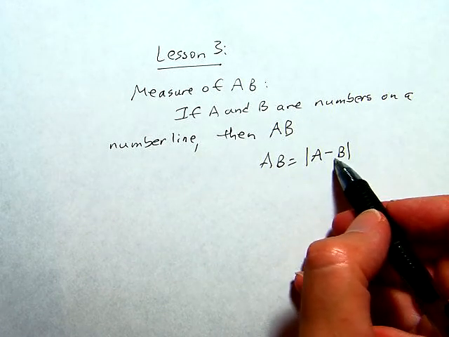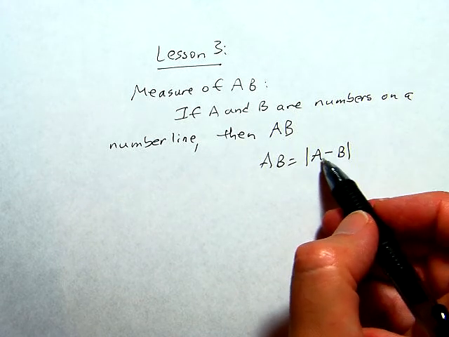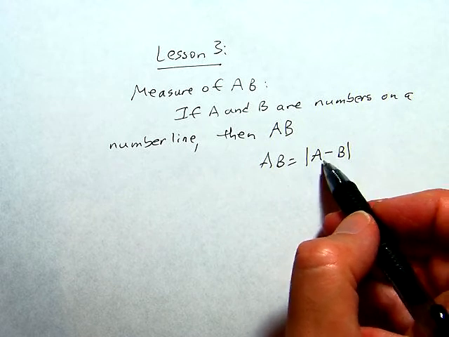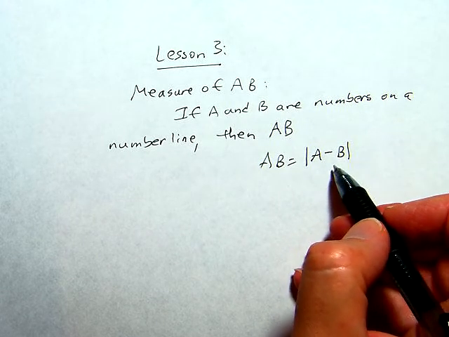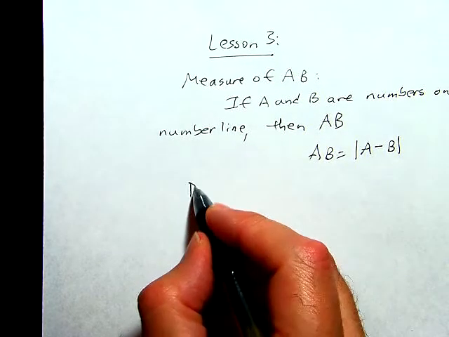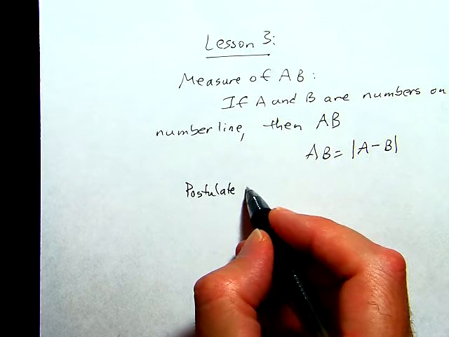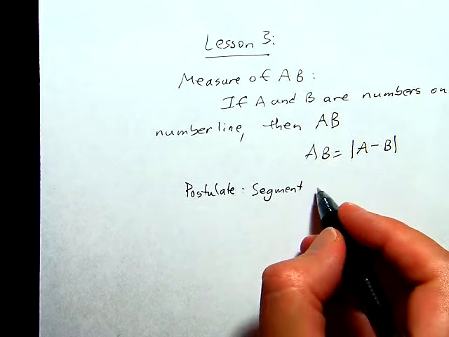Anything that's in between here, you calculate, and then you just take the absolute value of it, which means that if it's positive, you keep it as positive. If it's negative, you multiply it by a -1 to turn it into a positive. Okay? So we also have an important postulate, which is the segment addition postulate.